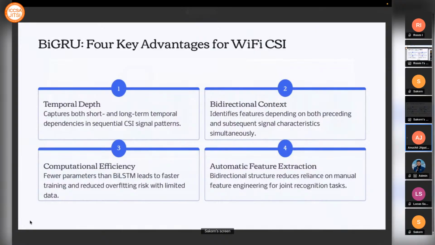So why is bi-GRU a good fit for Wi-Fi CSI data specifically? We highlight four advantages. First, temporal depth. It captures both short and long-term dependencies in sequential CSI patterns. Second, bidirectional context. It identifies features that depend on both preceding and subsequent signal characteristics at the same time. Third, computational efficiency. Fewer parameters than bi-LSTM mean faster training and reduced overfitting risk with limited data. And fourth, automatic feature extraction. The bidirectional structure reduces our reliance on manual feature engineering for this joint recognition task.